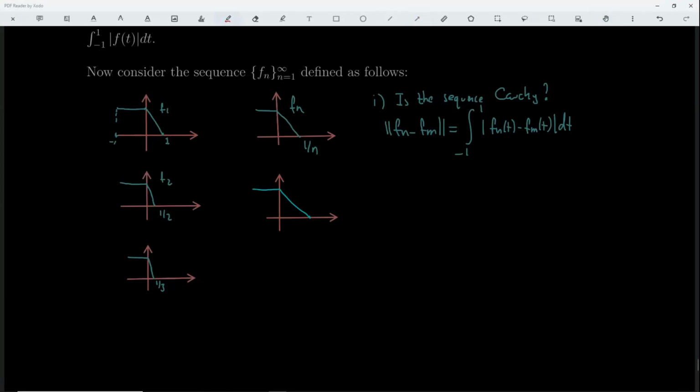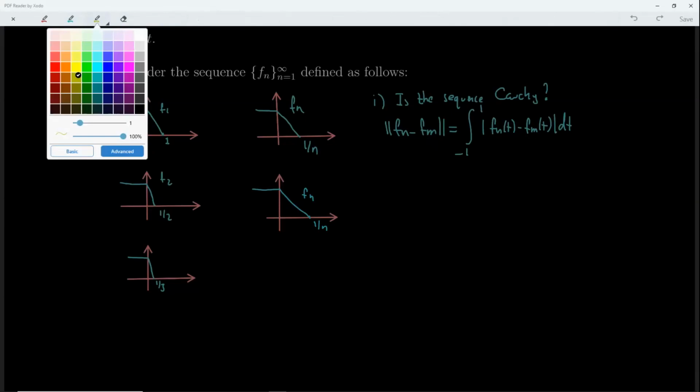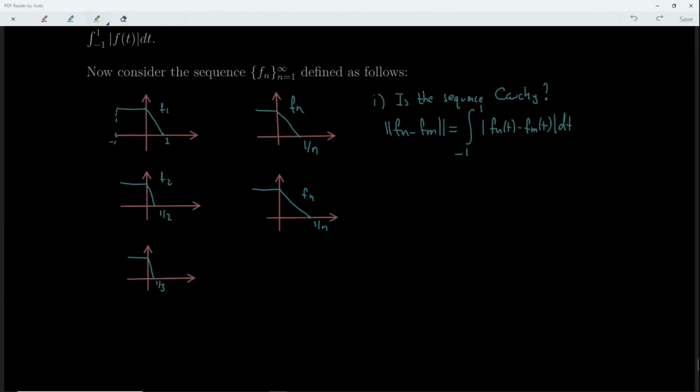Okay, suppose this is fn, and this is fn. And let me pick another color, and I will plot the fm. And suppose this is fm. And the integral of the difference of these functions in absolute value is that area, right? So that is the area that we will be talking about.